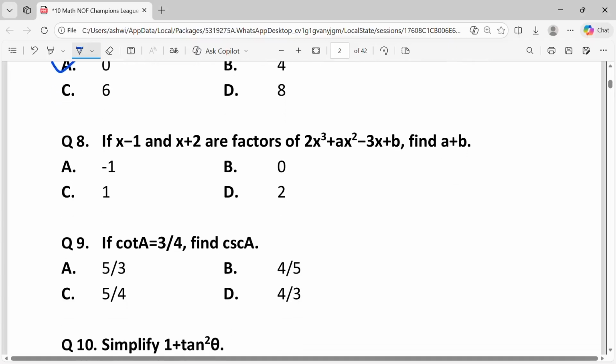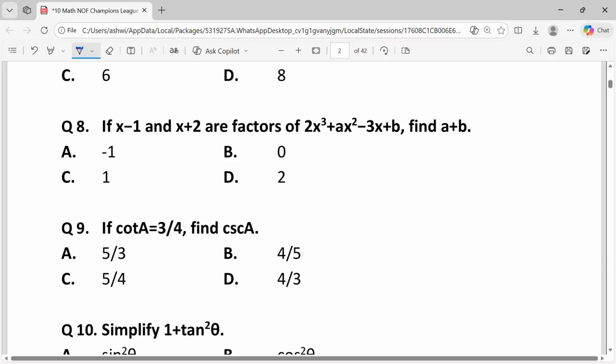Question 8. If x minus 1 and x plus 2 are factors of 2x cubed plus 4x squared minus 3x plus b, find a plus b.